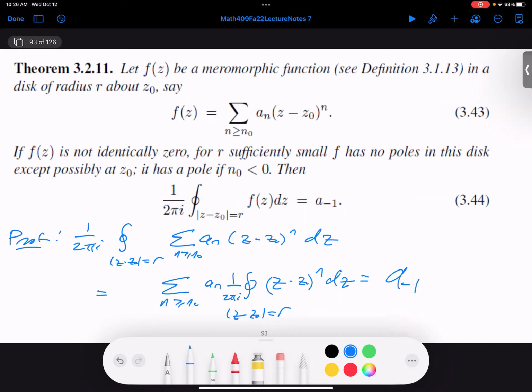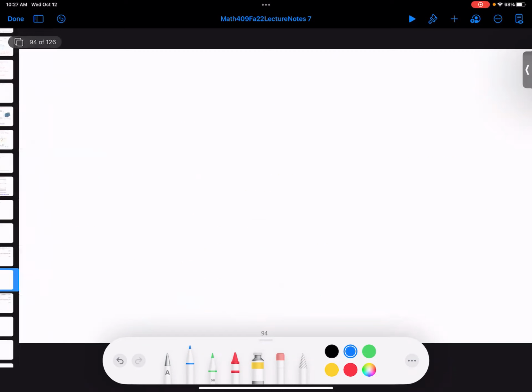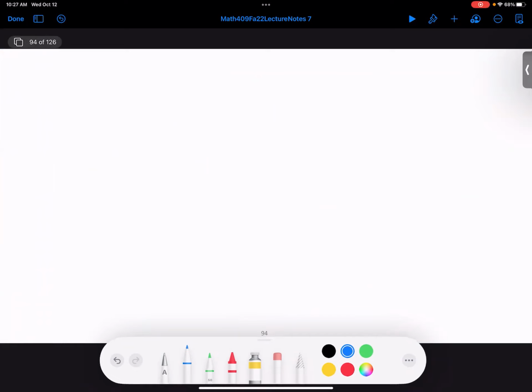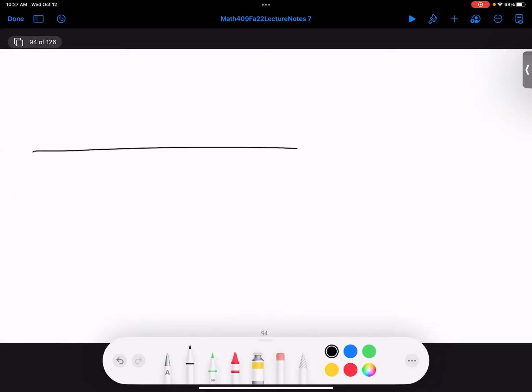So if I'm integrating a nice function about a small point, all I need is the negative first Taylor coefficient, and I've got the value. So for example, let's say, here's my real line, here's my complex line, and I have some point where it blows up. And I want to integrate about this point. All I need to know is what is the -1 coefficient about that point.